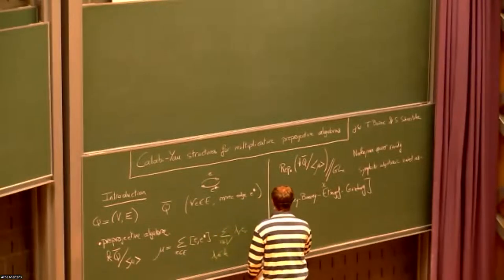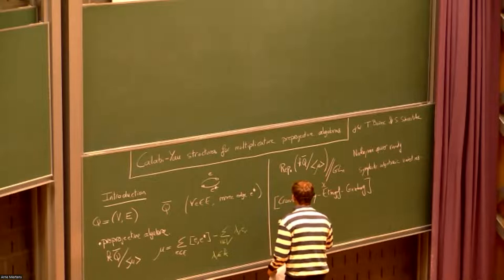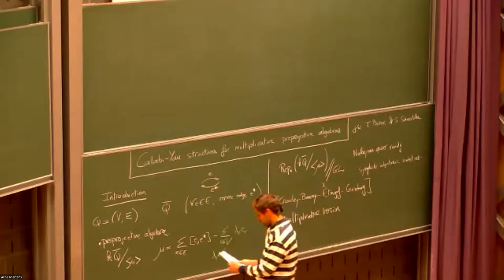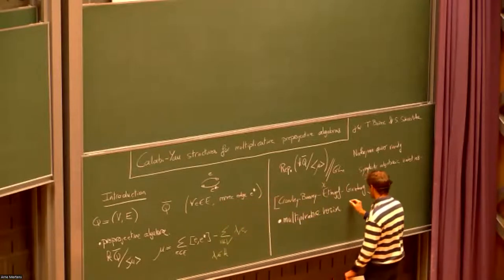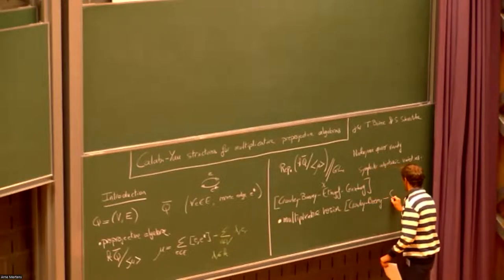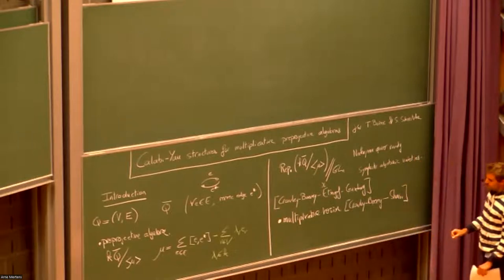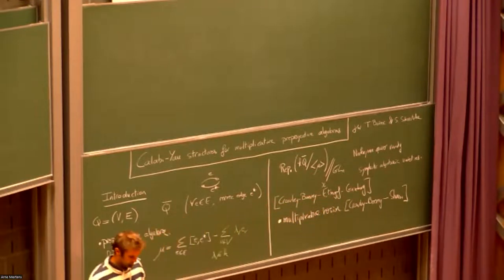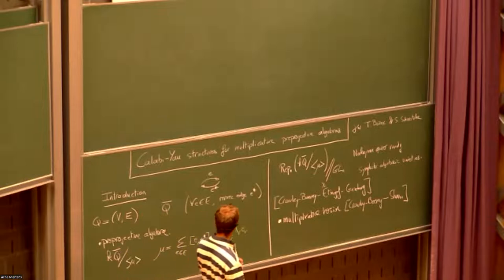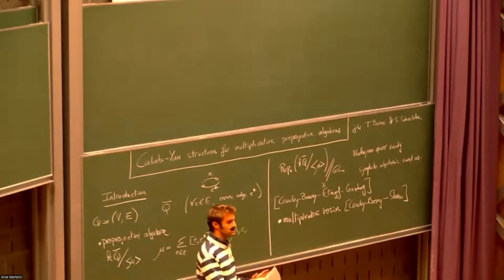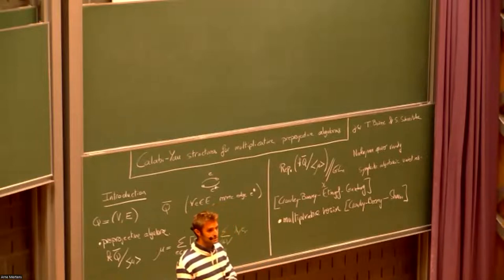All right, so then there's a multiplicative version of this preprojective algebra. So this was introduced, I think, by Crawley-Boevey and Shaw. So they were studying the Deligne-Simpson problem, which is if you fix a finite number of conjugacy classes in GL_n, you ask yourself, can I find a collection of matrices, one in each conjugacy class, so that the product is the identity matrix.